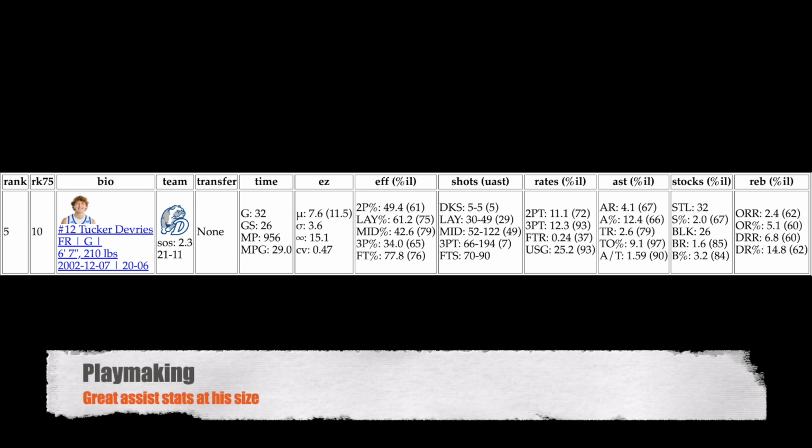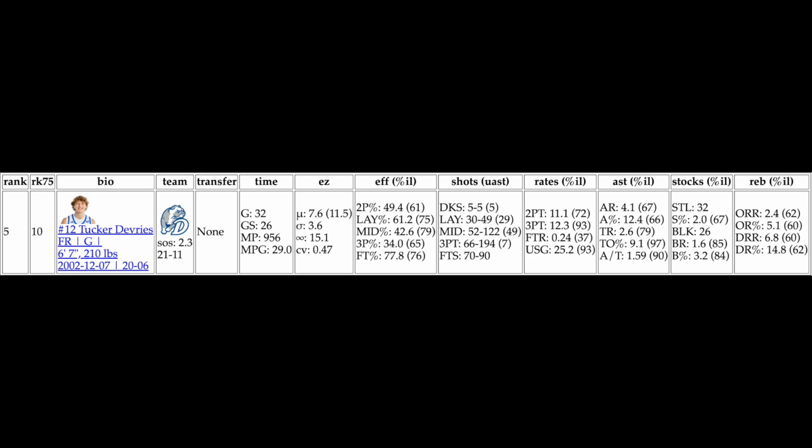Moving on to his playmaking stats, I'm also similarly encouraged here. Near 70th percentile in assist rate, with a turnover percentage in the 97th percentile, and consequently an assist-to-turnover ratio of 1.6, which was in the 90th percentile. Anytime I see a profile with this combination of shooting and playmaking at this size, I'm immediately intrigued. It reminds me a bit of Kevin Huerter.